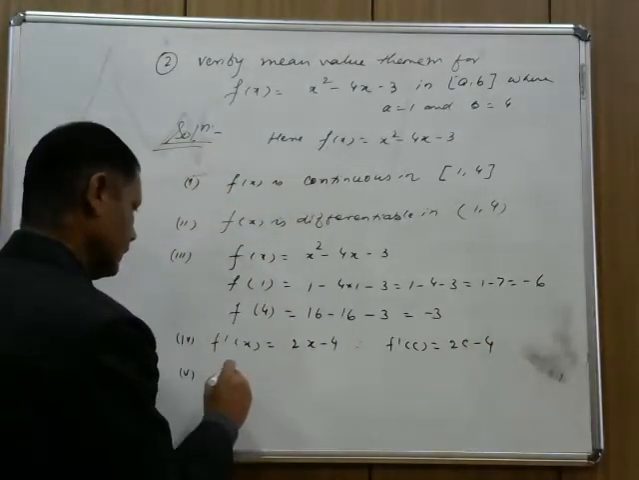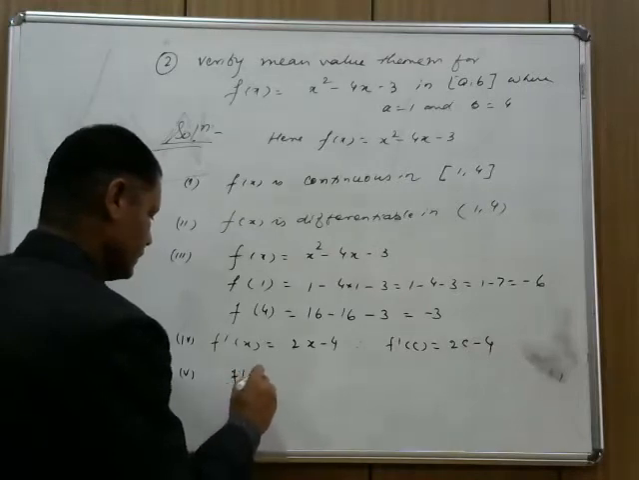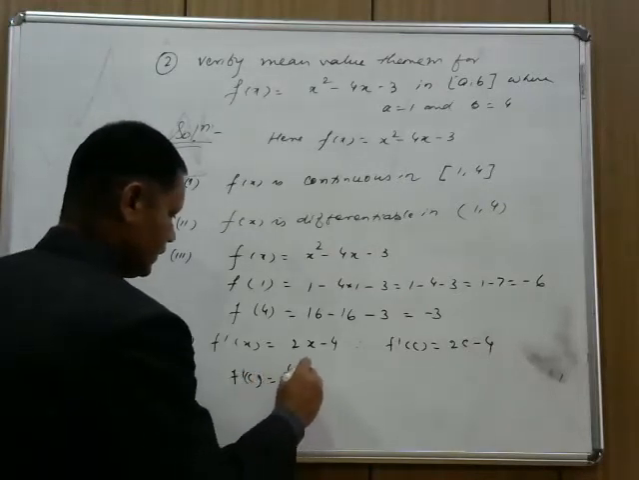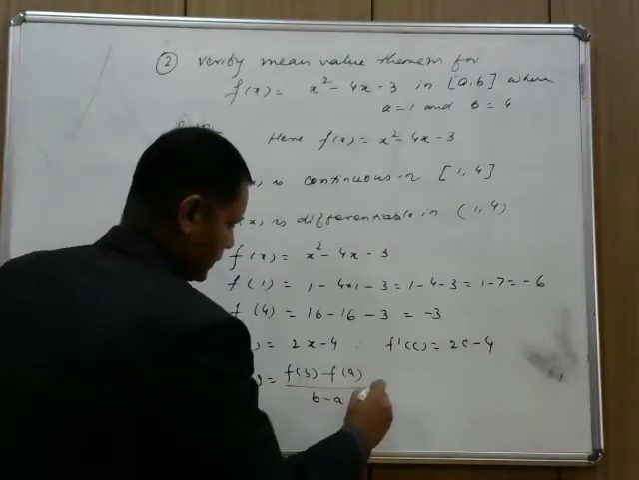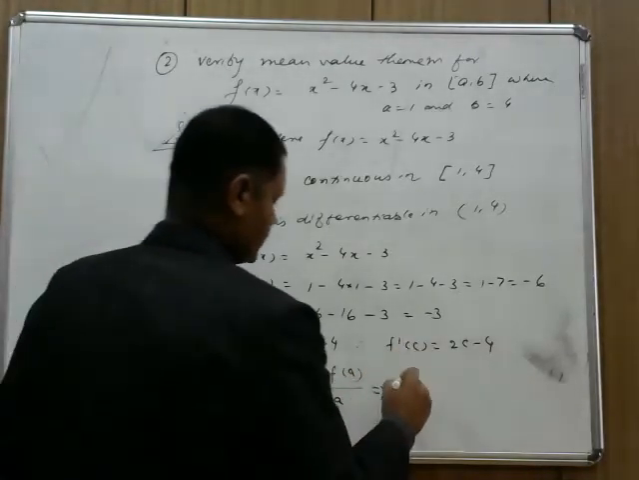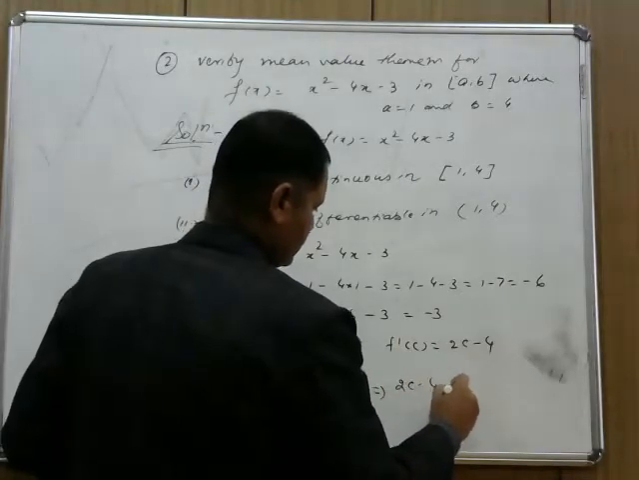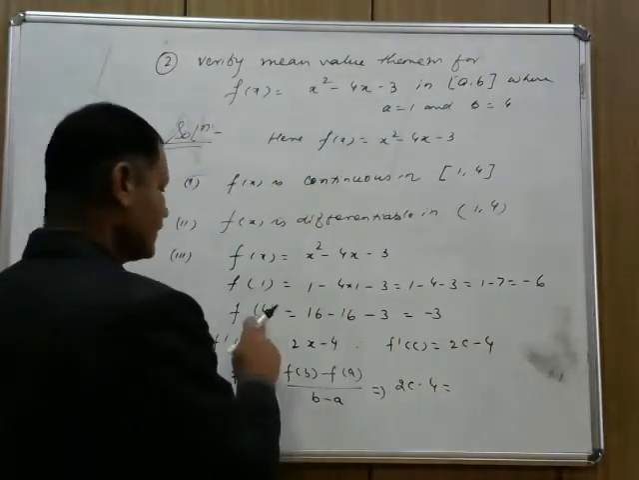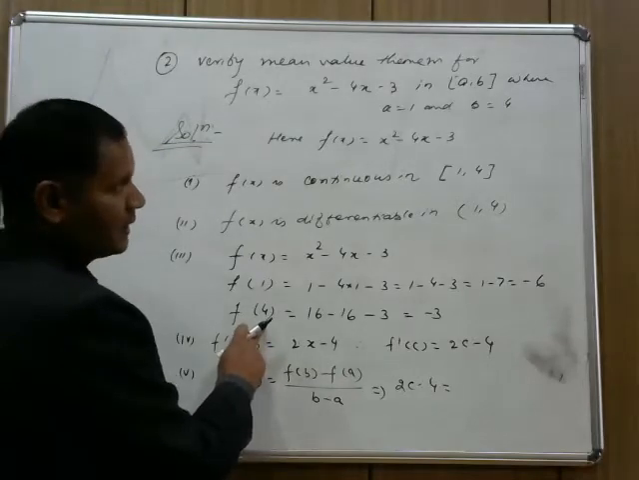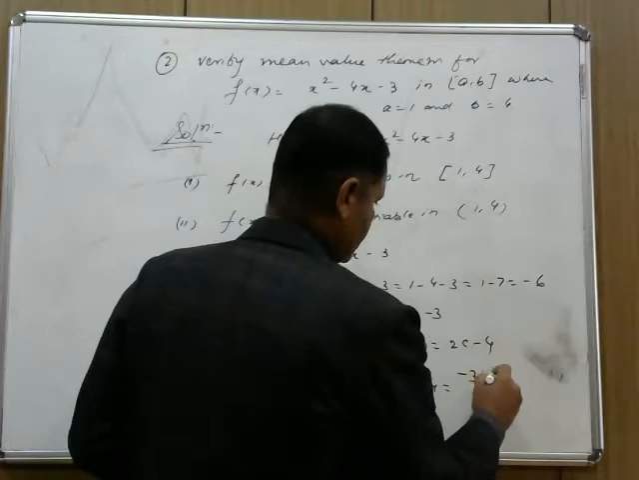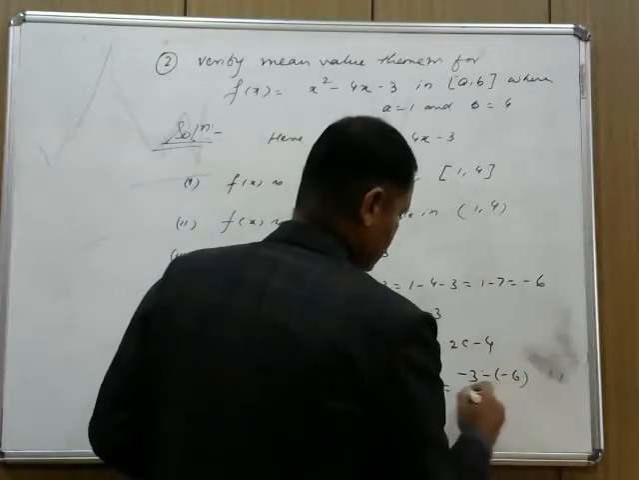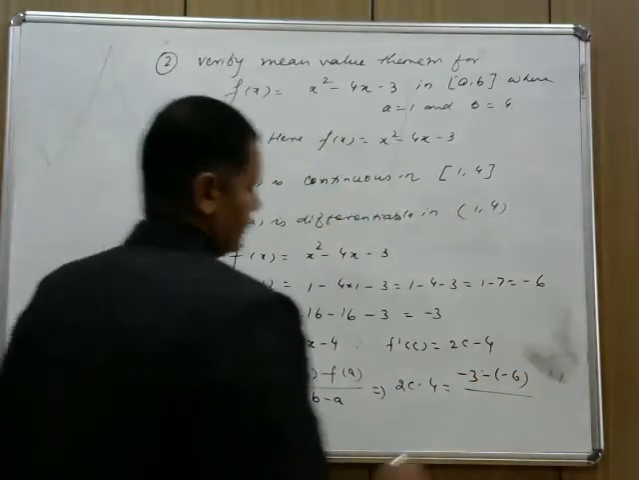Now what I will do? Fifth point, f dash of c is equal to f of b minus f of a upon b minus a. It implies that f dash of c is 2c minus 4 is equal to f of b, f of b is minus 3, minus minus 6 upon b minus a, 4 minus 1.